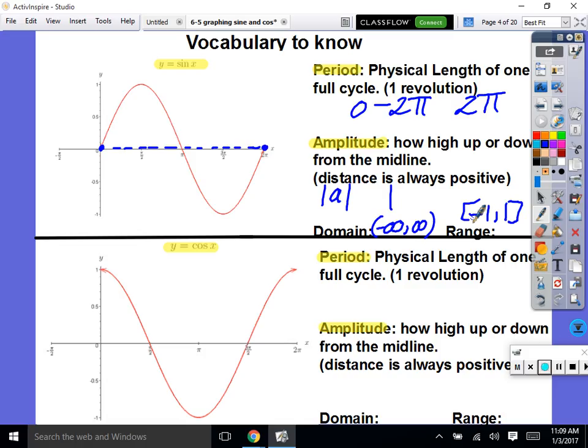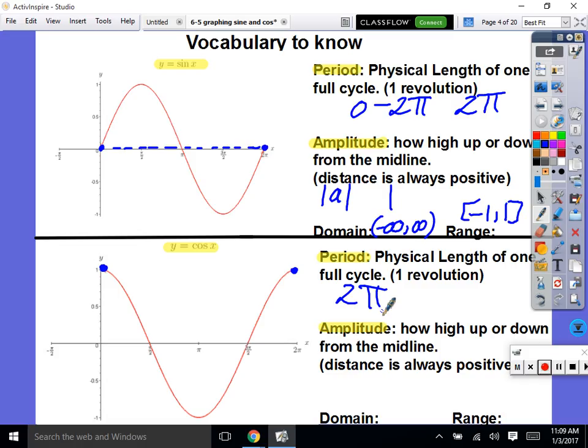Okay, so looking at cosine once again, period means the physical length of one full cycle. For cosine, the full cycle is the C, and notice for y equals cosine of x, our period, the physical length of that one cycle, was 2 pi.